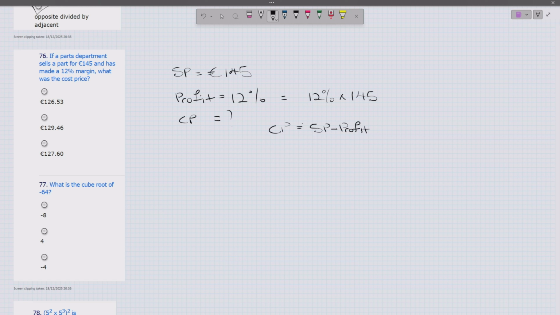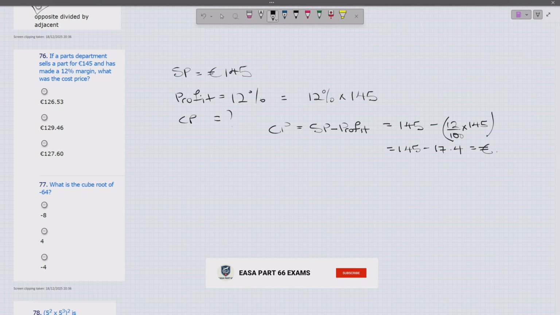So now we have the selling price, we have the profit here, so it's going to be 145 minus 12 over 100 times 145. That will give you 145 minus 17.4, which will be 127.60 euros.